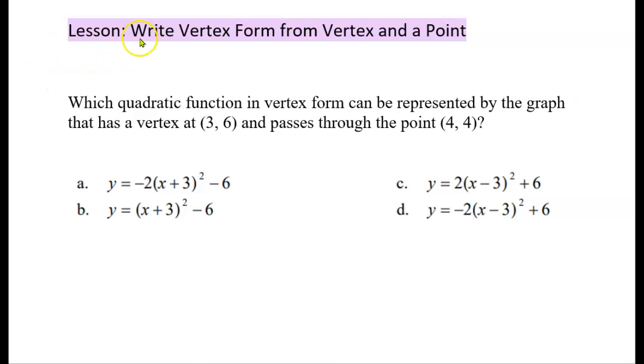All right, so this lesson is writing the vertex form when you're given a vertex and a point. So the problem will say something like, which quadratic function in vertex form can be represented by the graph that has a vertex at (3, 6) and passes through the point (4, 4). So you're going to be given two coordinates, one that's a vertex and one that's a point. And we're going to plot these in Desmos.